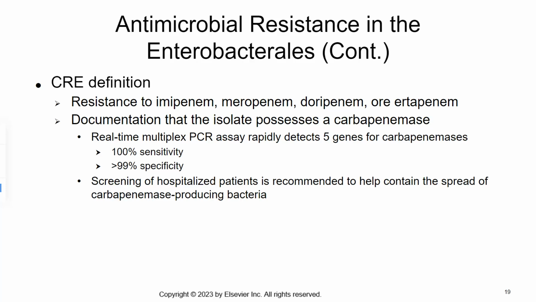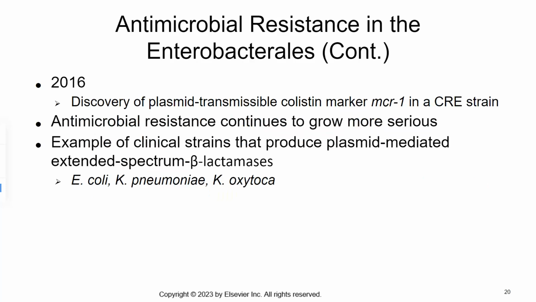Documentation that the isolate possesses a carbapenemase. A real-time PCR assay detects 5 genes for carbapenemases. Screening of hospitalized patients is recommended to help contain the spread of carbapenemase-producing bacteria. In 2016, the plasmid-transmissible colistin resistance marker MCR-1 was discovered in a CRE strain. Antimicrobial resistance continues to grow more serious.